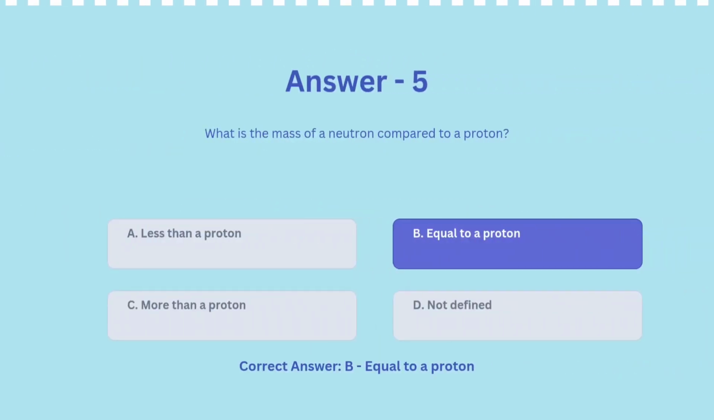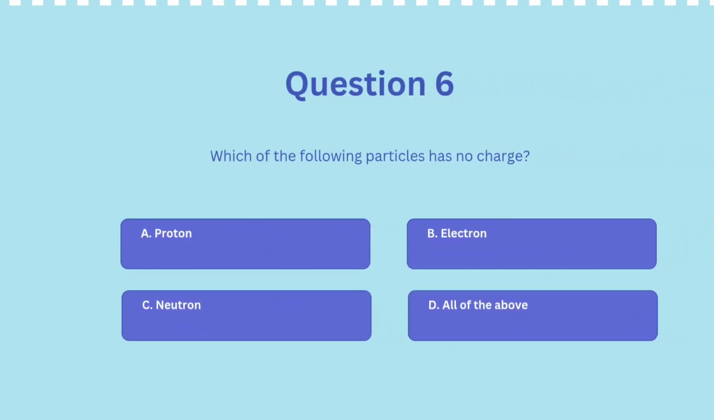Well, the answer is B, equal to a proton. The proton and a neutron have to be the same mass, because if they are not, then one will be heavier than the other, and the atom will not actually be stable, and thus it will lose more neutrons. And the same thing is correct vice versa.